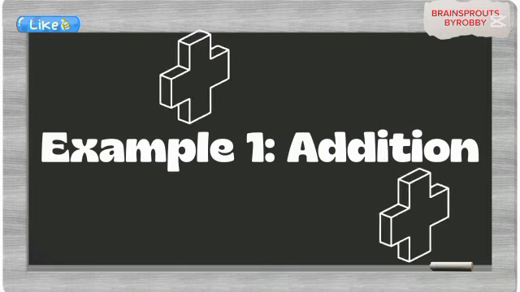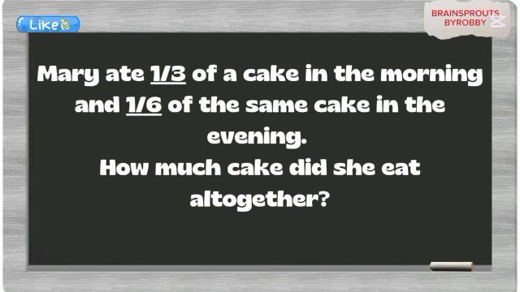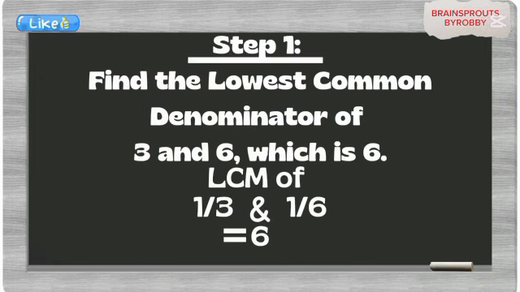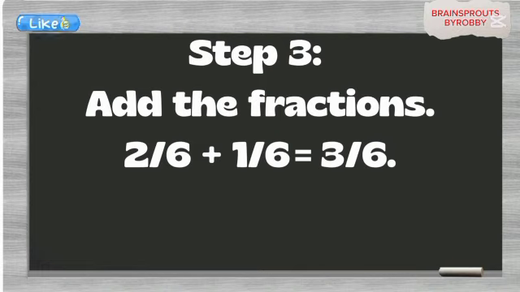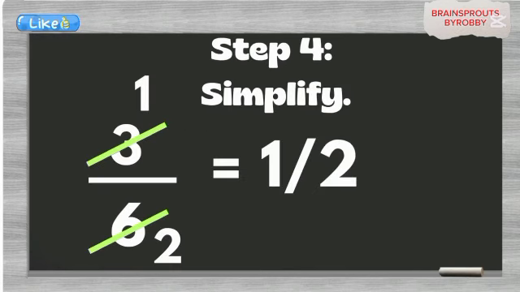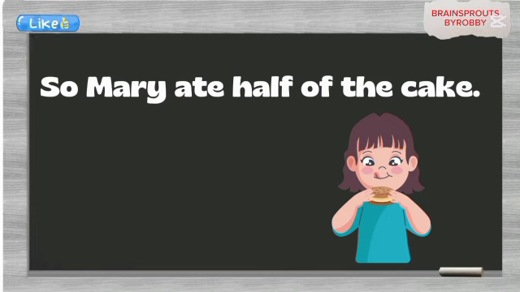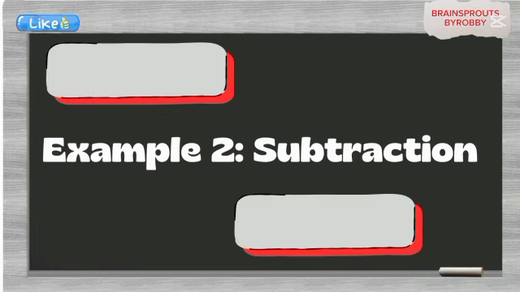Example 1. Addition. Mary ate 1/3 of a cake in the morning and 1/6 of the same cake in the evening. How much cake did she eat altogether? Step 1. Find the lowest common denominator of 3 and 6, which is 6. Step 2. Convert 1/3 to 2/6. Step 3. Add the fractions. 2/6 plus 1/6 equals 3/6. Step 4. Simplify. 3/6 equals 1/2. So Mary ate half of the cake.